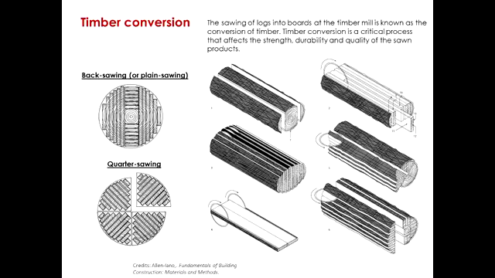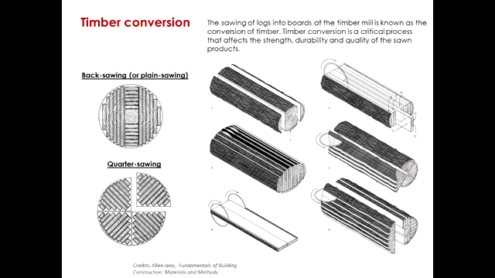In terms of timber conversion, now we got to the point that we have the timber logs, the trunks. And there are 2 possible ways to convert them into usable products, such as beams. Back sawing, which is also called plain sawing, just means that you cut the timber longitudinally. In this way, we just have a tangential cut. We can take advantage of the full length of the trunk, as you can see.